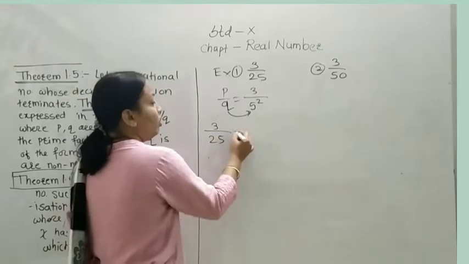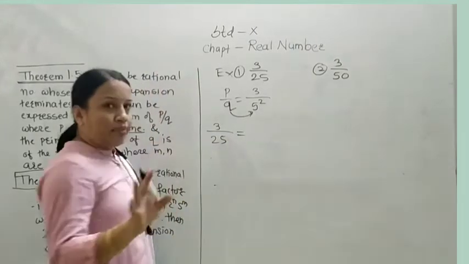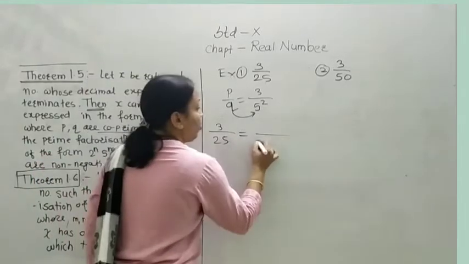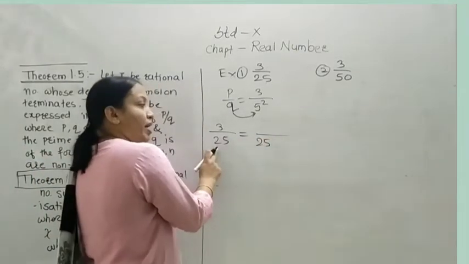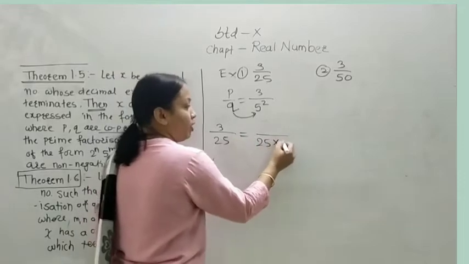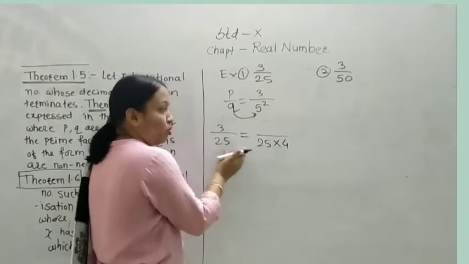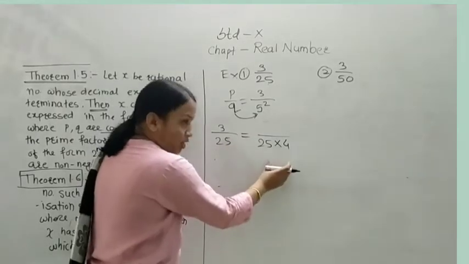If it is 25, so how to convert into decimal? Either by division, which I taught you. Now in this direct method, to make the 25 as a tens power, we can write it as 25 into 4. I multiplied it. This is another method to convert equivalent fractions actually.